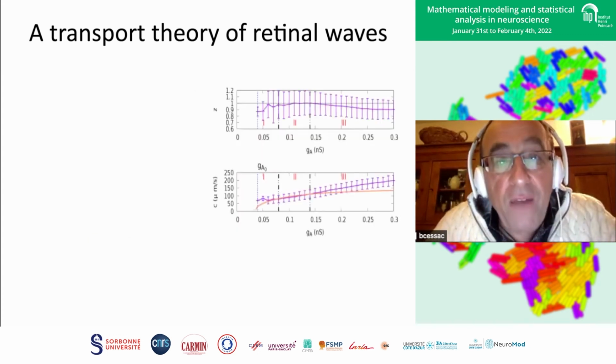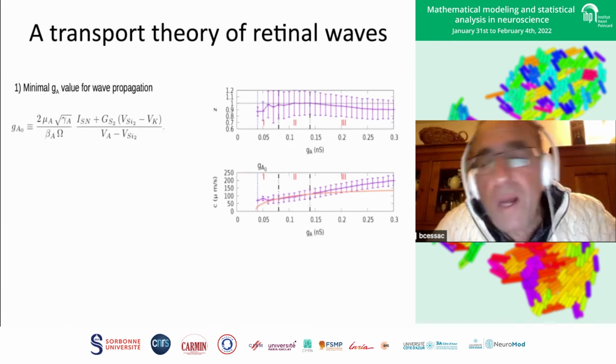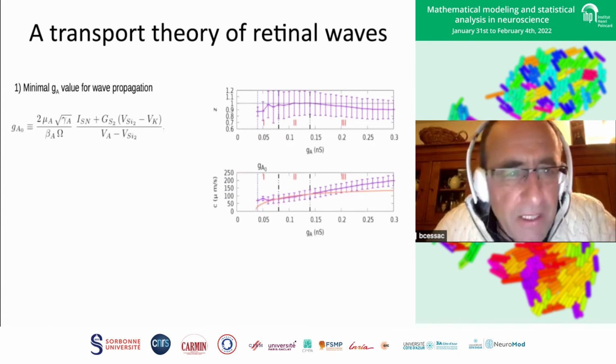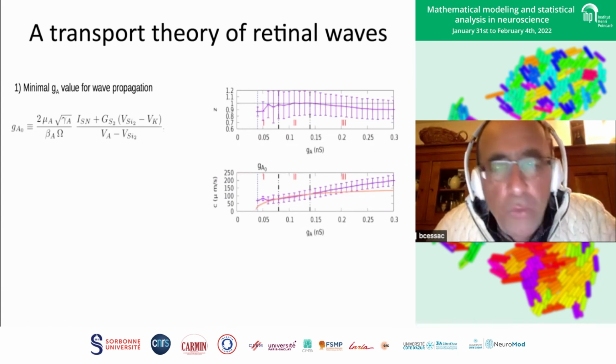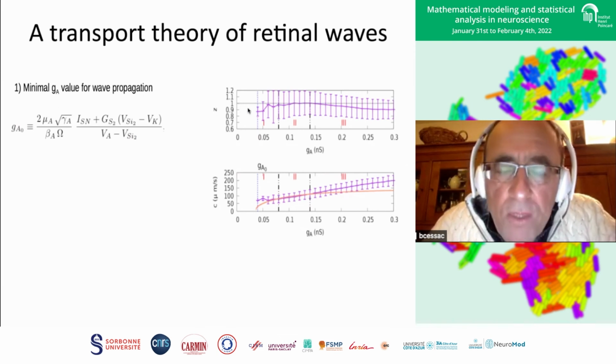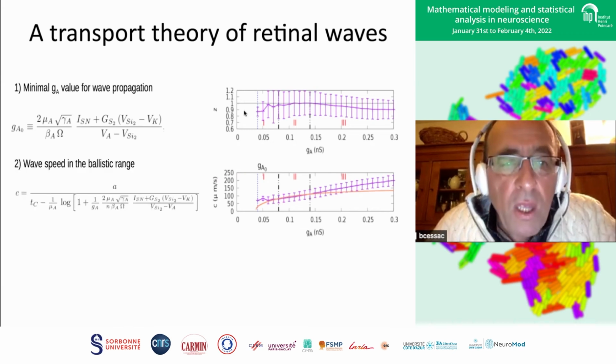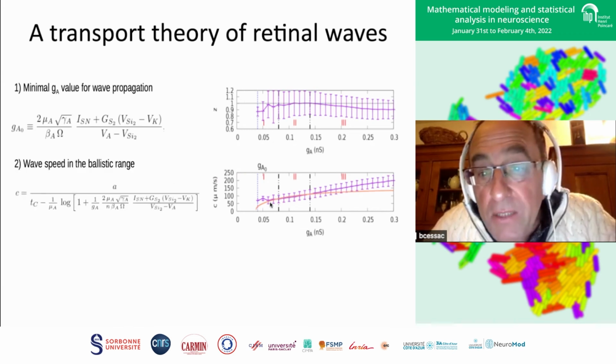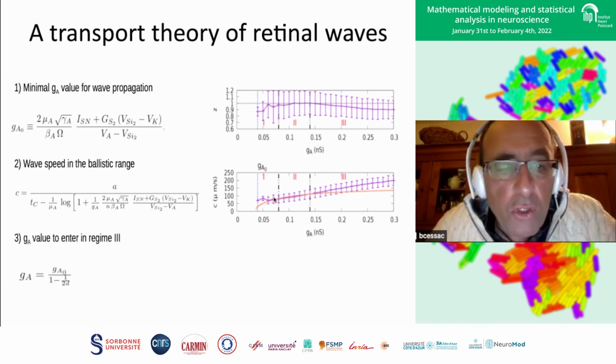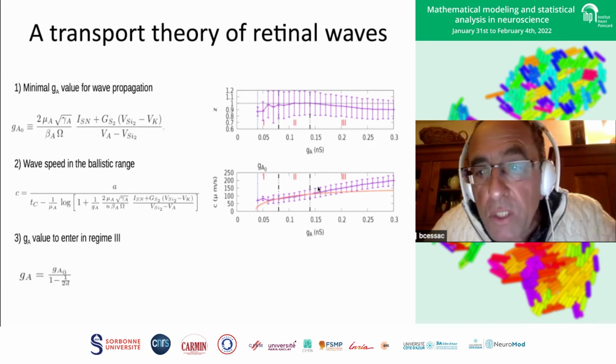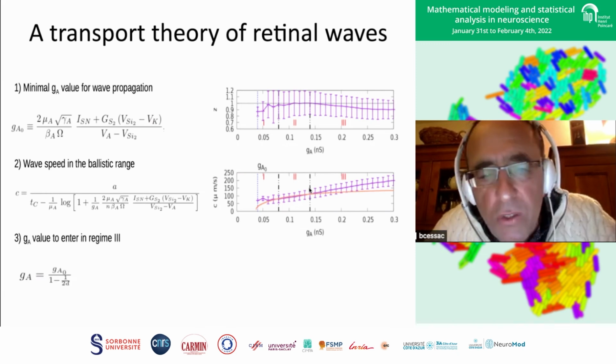These equations are very efficient, actually, because with them, using some physicist approximations and tricks, we are able to find the region where, as a function of the parameter, this blue line, you know that before you cannot have any wave. We can compute the wave speed in the ballistic range, which is this line that I was mentioning before. And you can also compute the value to enter region 3. Actually, I think we can also compute the synchronization transition, but I didn't do it.